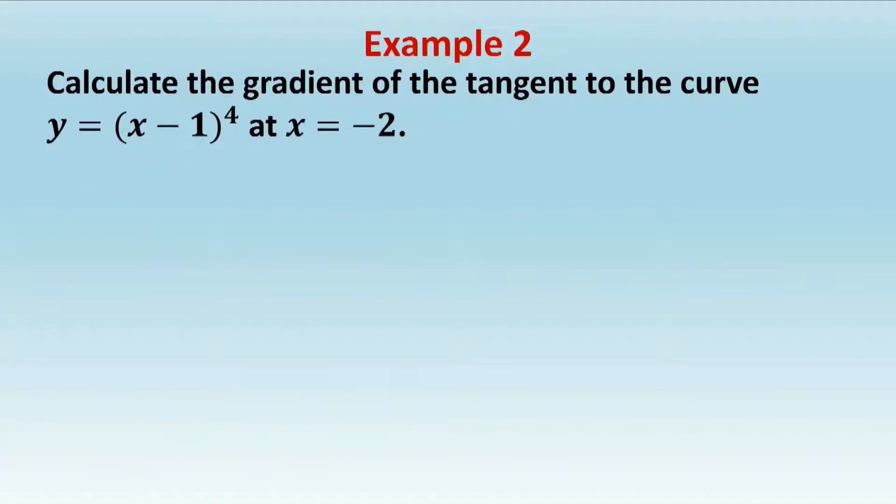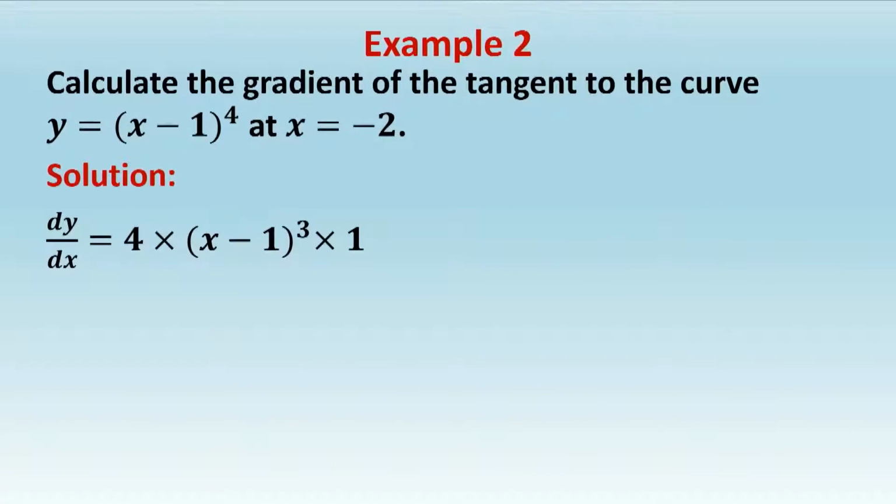Example 2. Calculate the gradient of the tangent to the curve y is equal to x minus 1 to the power of 4 at x is equal to minus 2. Now let's not forget that by definition, the gradient of the curve at a given point is also the gradient of the tangent at that point.